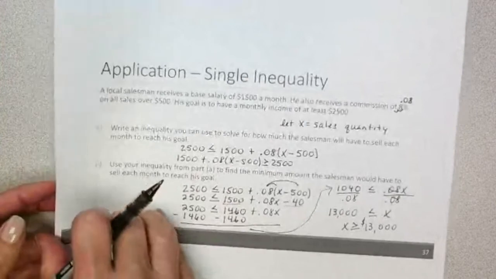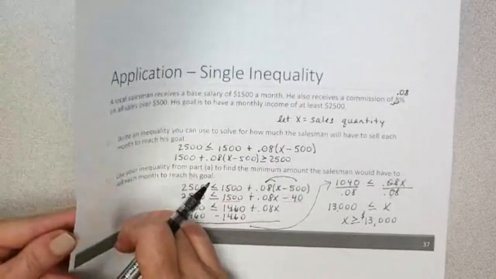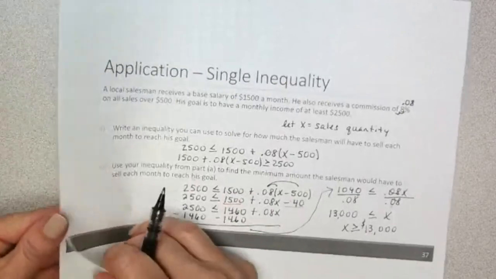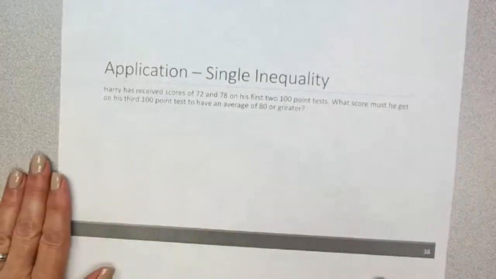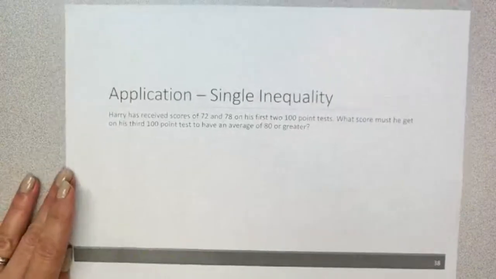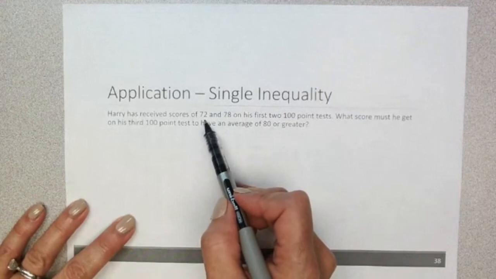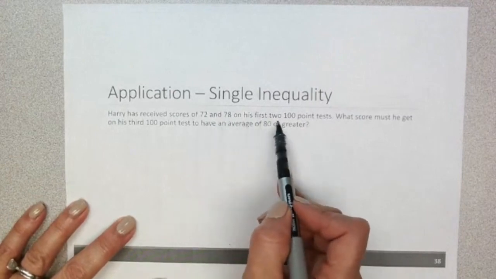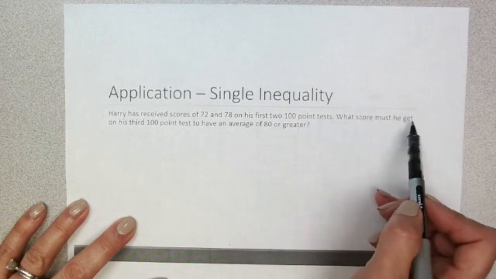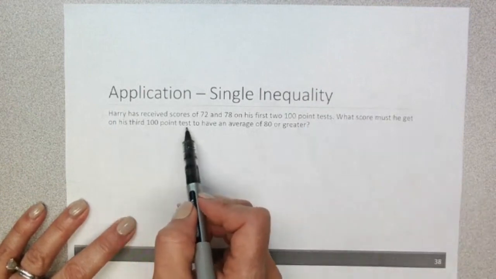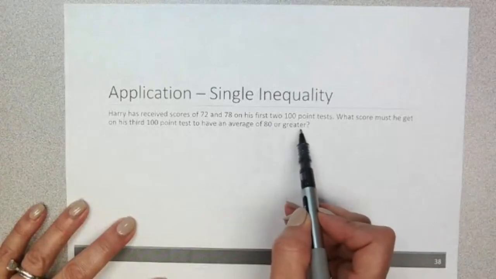Let's look at one more application. This is one you might be able to relate to. Harry has received scores of 72 and 78 on his first two 100-point tests. What score must he get on his third 100-point test to have an average of 80 or greater?